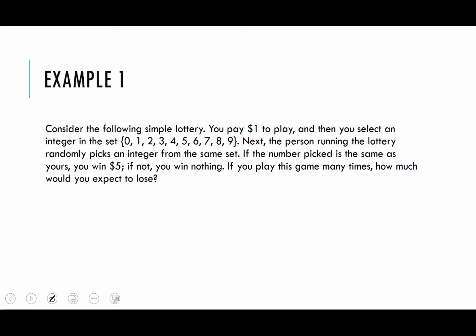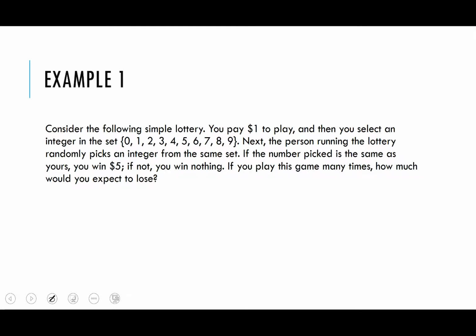Example 1. So let's read the problem and I'll explain what it's asking and what we're going to do to solve it. So consider the following simple lottery. You pay $1 to play, and then you select an integer in the set 0 to 9. So keep in mind that is 10 numbers there. 0 counts as a number, so there are 10 numbers there. Next, the person running the lottery randomly picks an integer from the same set. If they pick the same number as you, then you win $5. If they pick a different number, then you win nothing.